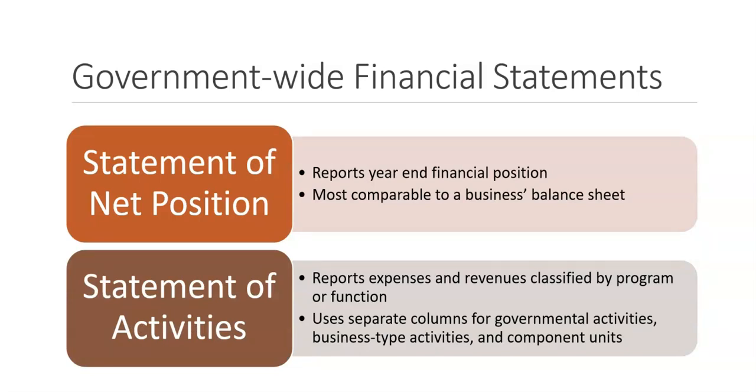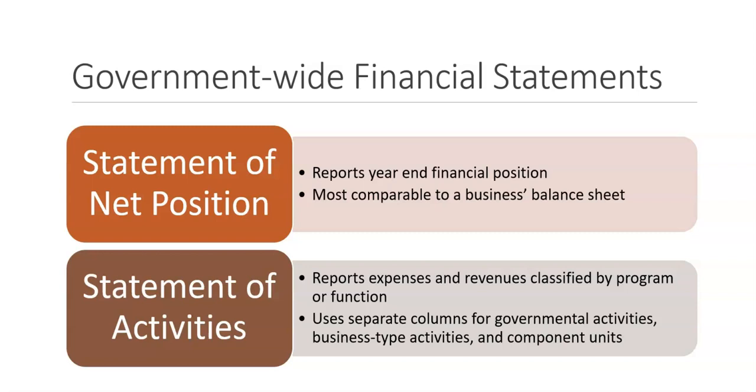We have these 2 government-wide financial statements: the statement of net position, which is comparable to a business's balance sheet and reports our current financial position. The other is the statement of activities, which reports the expenses and revenues, similar to an income statement. We have separate columns for governmental activities, business type activities, and component units.